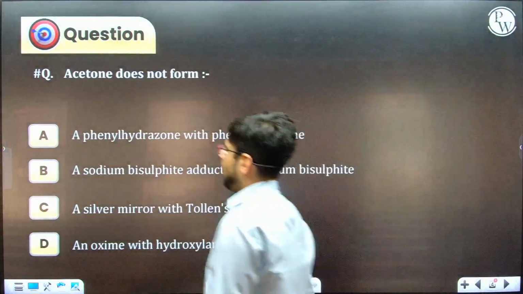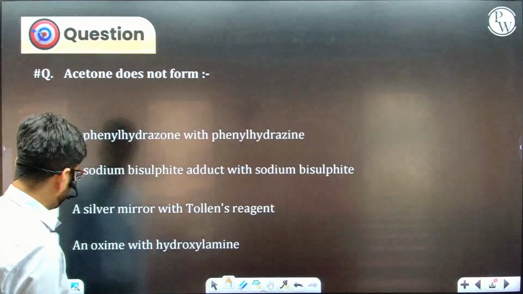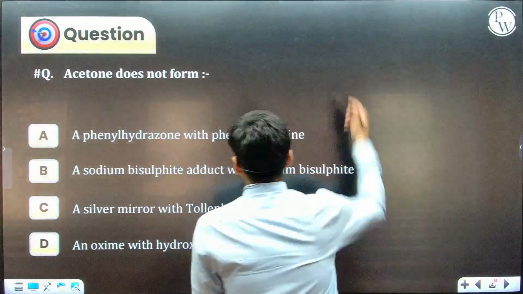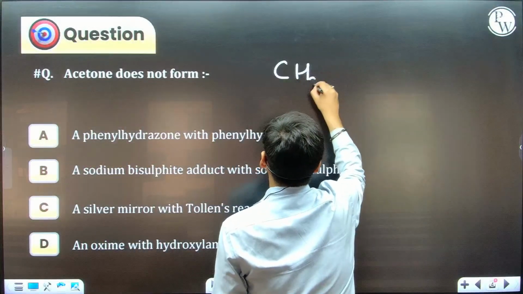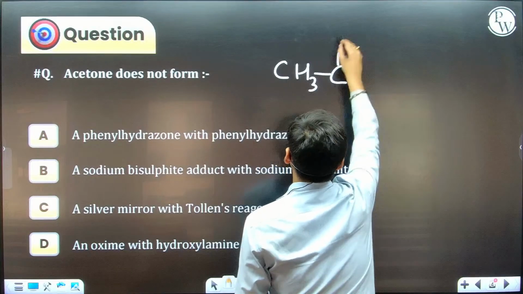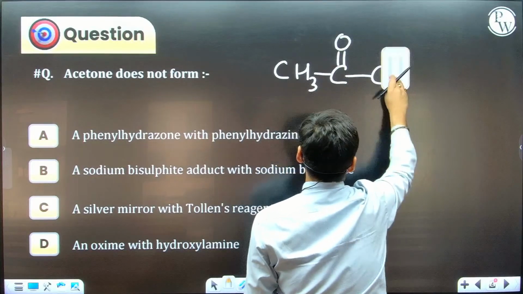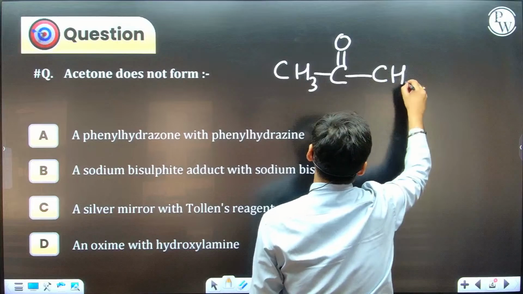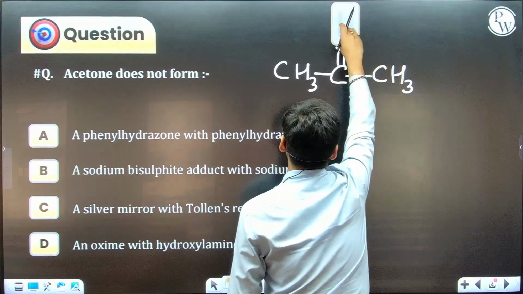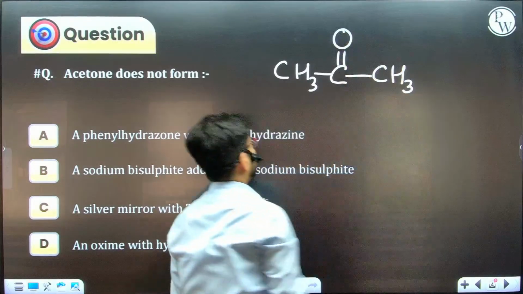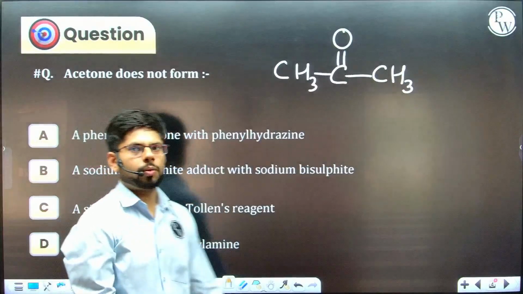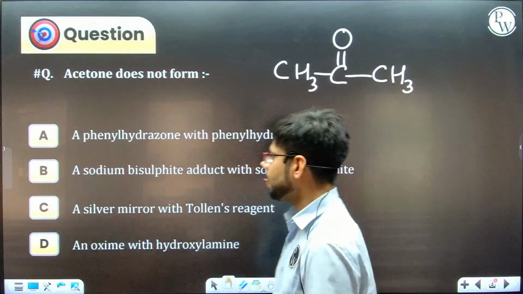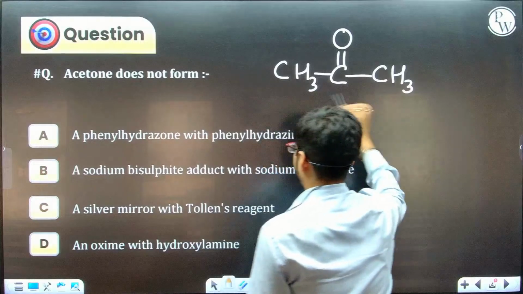Next question. Acetone does not form. Okay, what is acetone? This is acetone. The common name is acetone. The IUPAC name is propanone. Right? The IUPAC name is propanone. The common name is acetone. Now, this is a ketone.